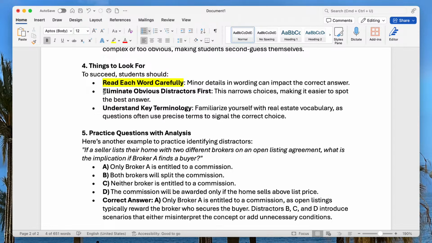So I think that's a great piece for us to remember. We want to read each word carefully. We want to eliminate obvious distractors first. And the last piece here is understand key terminology.